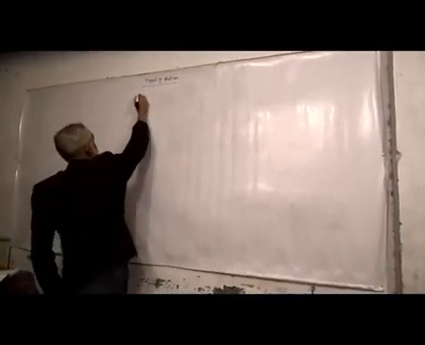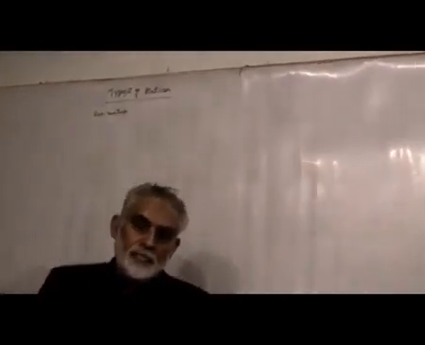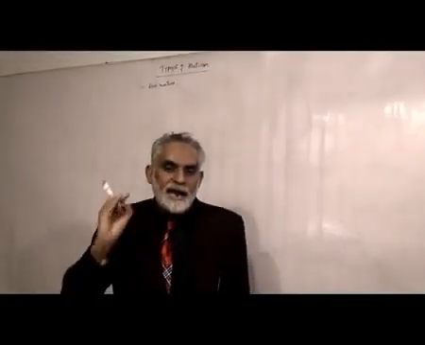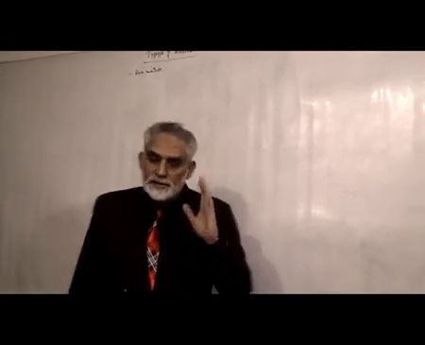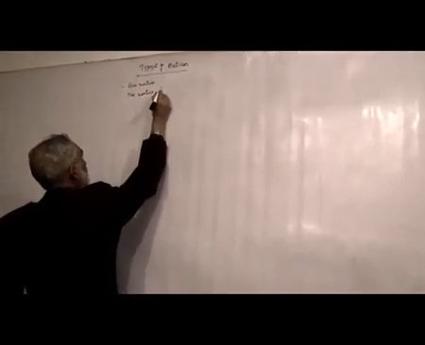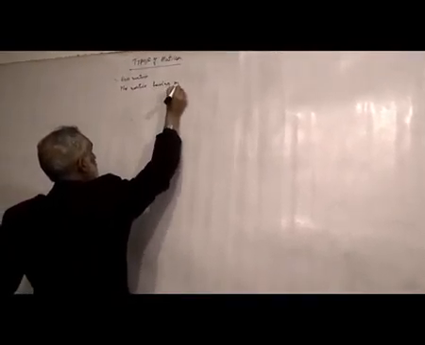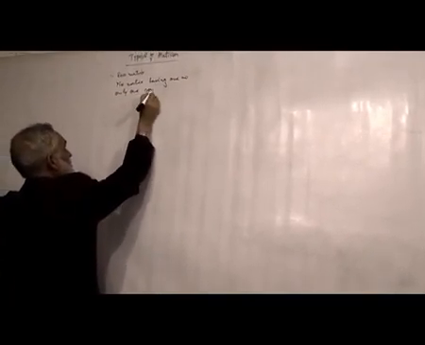Right? Number 1, row matrix. Listen, a matrix having one and only one row. The matrix having one and only one row is called a row matrix.